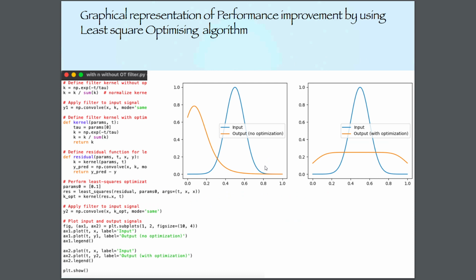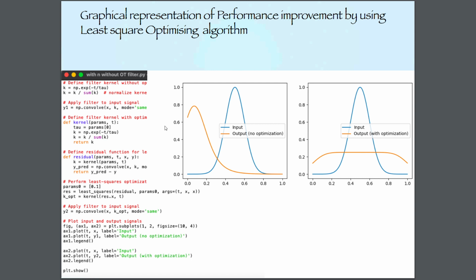Okay, so this is the difference: this one is the filter's response with optimization, and this one is the filter response without optimization. We plotted these two graphs separately by defining the function. One we have taken directly, and for the other we have taken the optimal filter coefficients to get an optimized filter response. So this one is without optimization and this is with the optimization.